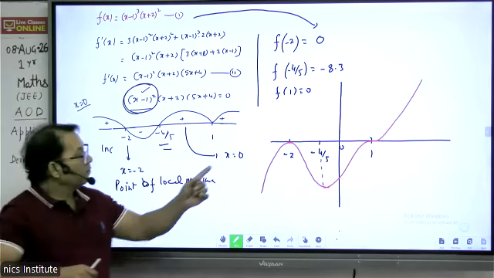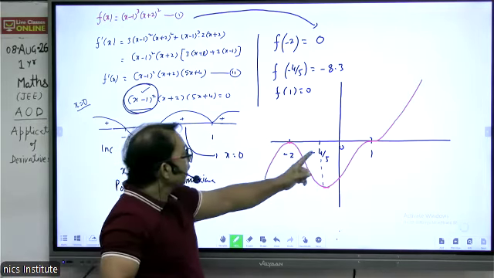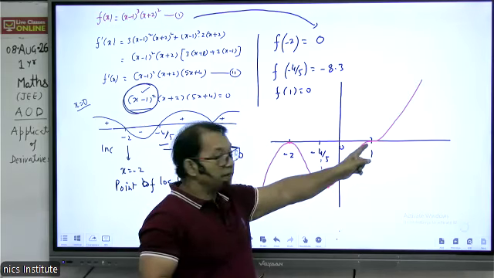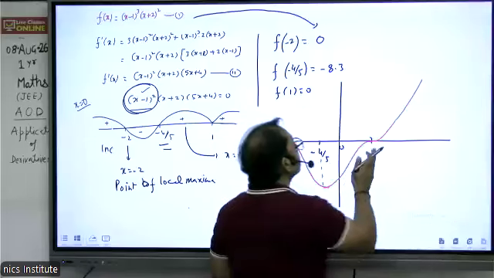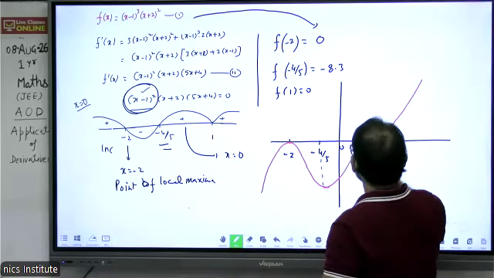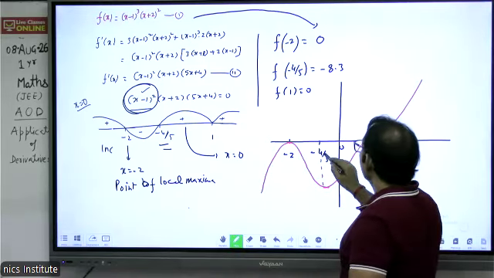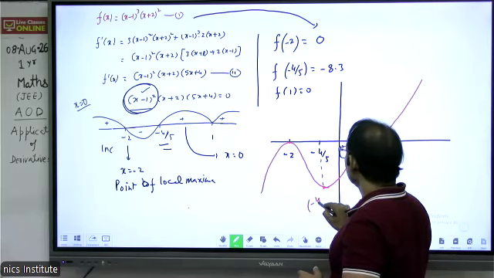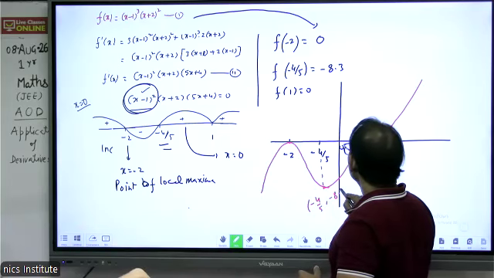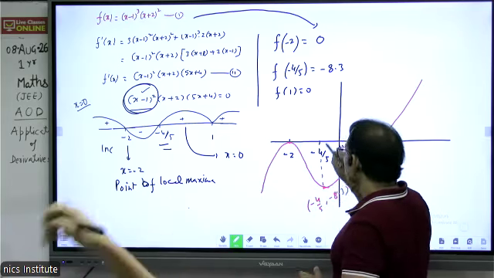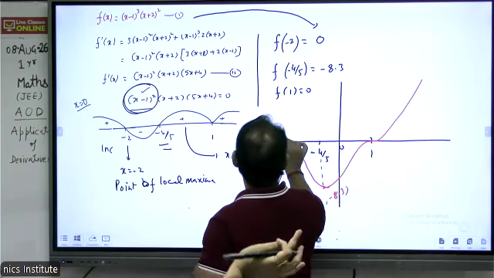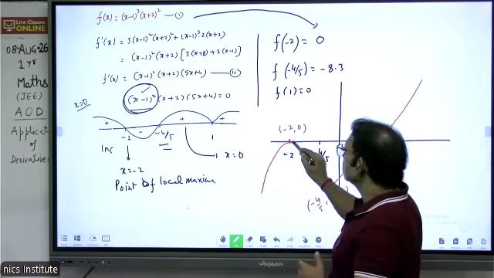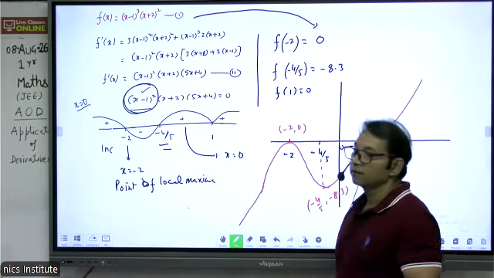This is the graph. f of -2 is 0. f of 1 is 0. f dash 1 is also 0. That means slightly horizontal. It's increasing in this interval. It is also increasing. Minus 4 by 5 is a point of local minima, and this value is minus 8.3. This is minus 2 comma 0. Even though it's the local maximum value, it is 0. Before that the function is decreasing.